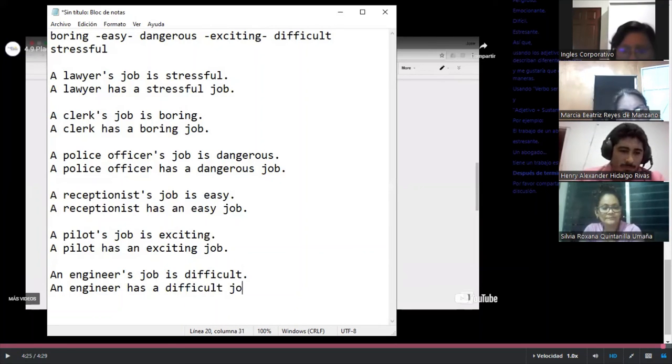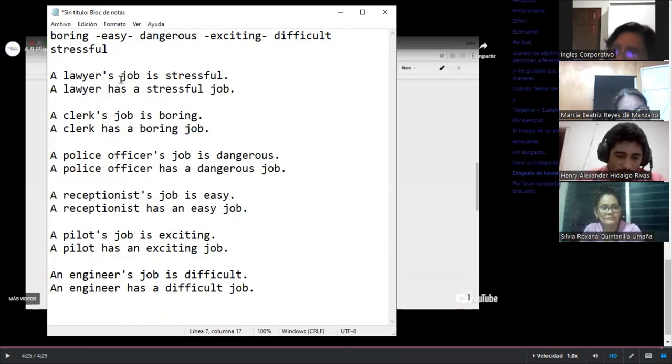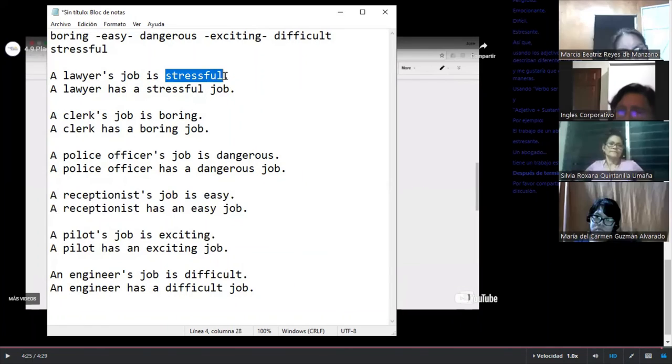Exactly. Okay. Entonces, take a look in here. Vean acá. Ustedes pueden ver que tienen los elementos que les mencionaba el instructor, ¿verdad? Yo puedo usar el verbo to be para expresar los adjetivos, o puedo usar el orden de adjetivo y sustantivo para poder expresar las características.